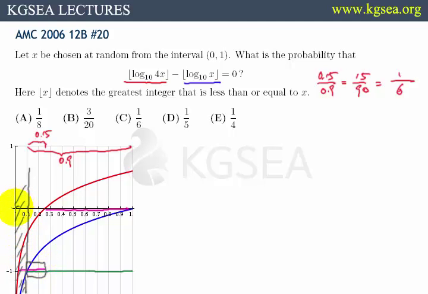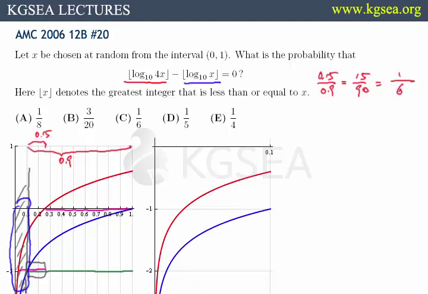Let's now take a closer look at this portion here and plot only this. Here I plotted from 0 to 1, but I will plot from 0 to 0.1 and see what it looks like. It looks like this. Here's 0.1, you see, right? And this is not surprising if you think about the property of log. It's just shifted by 1.